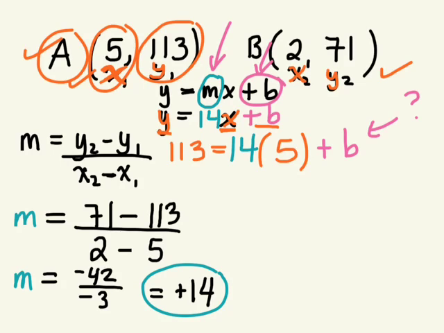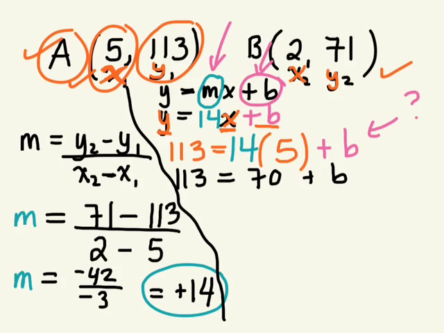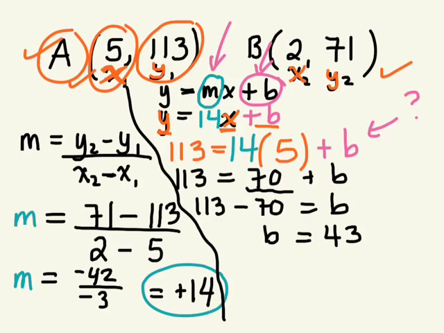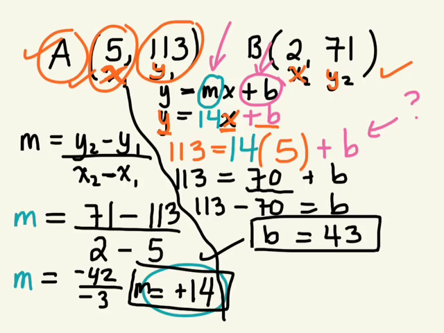What's 14 times 5? We have 113 equals, 70 plus b. Good. I need to isolate b. So what am I going to do with this positive 70? Becomes minus 70. So what is the value of b equal to? 43. Good. Okay, so now I have my m and I have my b. What is the equation of this line in slope-intercept form?